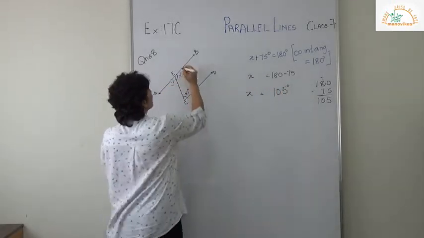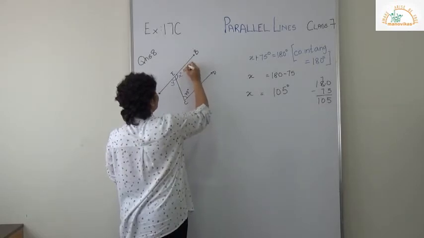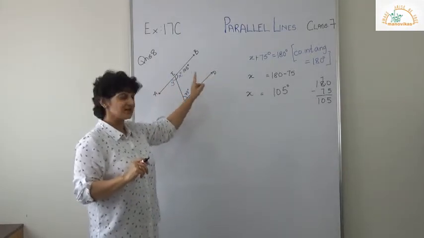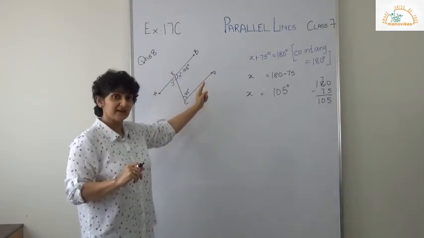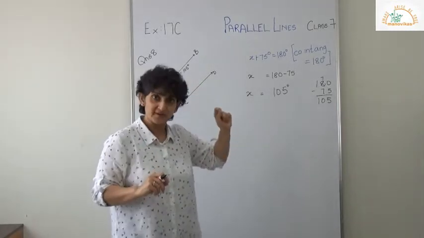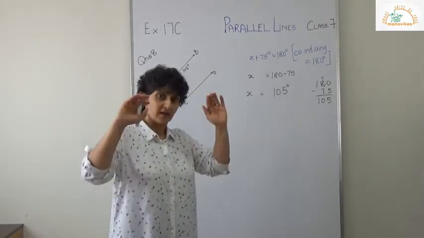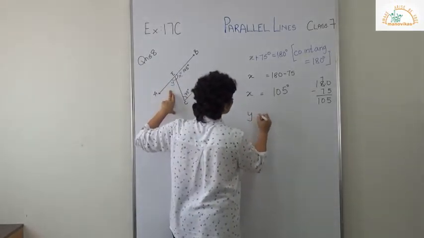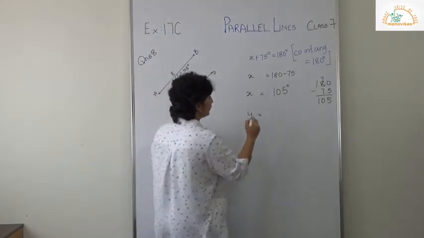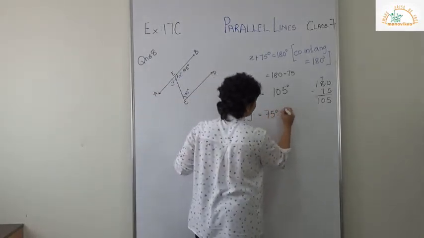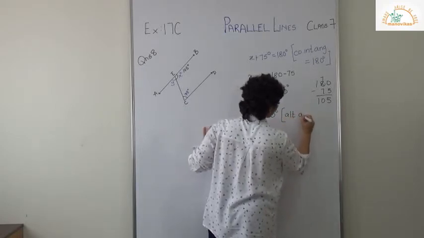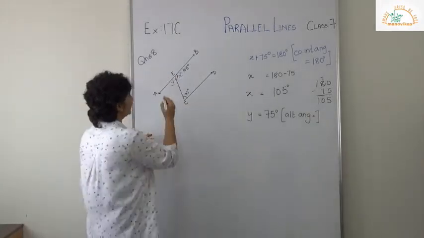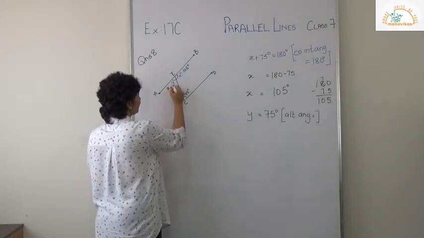So your X is equal to 105 degrees. Now looking at Y, you can guess. What shape do you see, children? This is the Z shape, isn't it? And what is the Z shape I have told you? Alternate interior angles. So we can just in the reason give it as alternate angles. And you know alternate angles are equal. So Y is equal to 75 degrees. Alternate angles are equal. Or you can just say alternate angles. Is that clear? So this is 75 degrees.